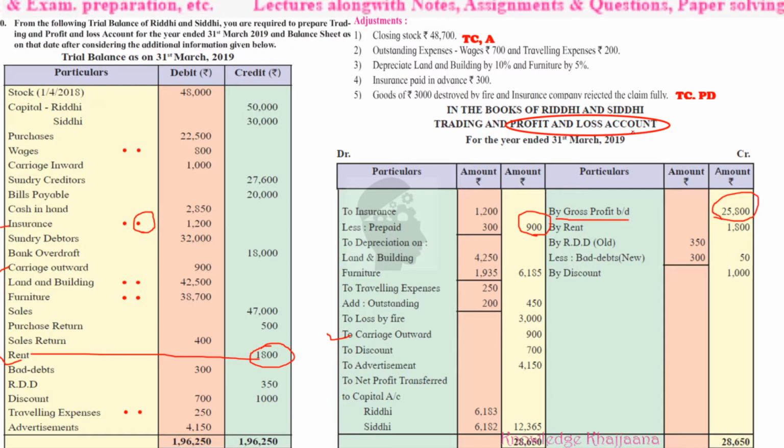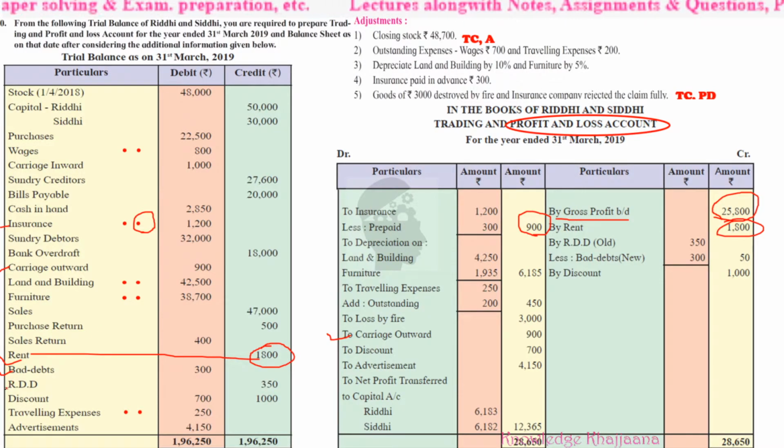This firm, Riddhi and Siddhi, may have given their plot or land on rent to some tenant, and they have received 1,800 from that tenant. So it is an income for them. So where it should be recorded? Revenue income. So it should be recorded to the profit and loss account credit side. By rent rupees 1,800. Then no, bad debts. Yes, bad debts are recorded to the profit and loss account debit side amounting to rupees 300. So bad debts.